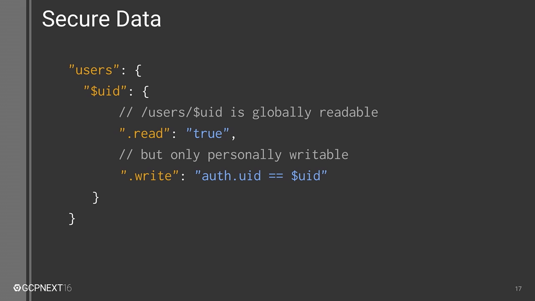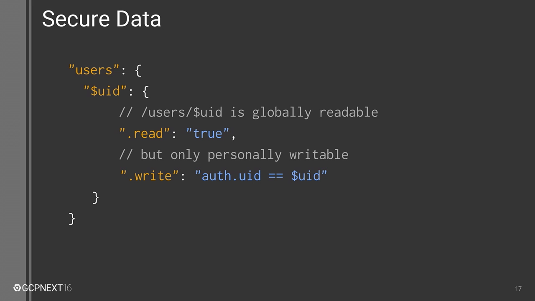And so you're probably wondering, if I'm talking from the device directly to the database, how do I secure my data? How do I make sure that people can't write to other users' nodes? And the way you do this is through security rules. Firebase has a powerful security language. All of the security rules are run on the Firebase servers, and they're written in a JSON-like syntax that's going to match the structure of your data in Firebase.